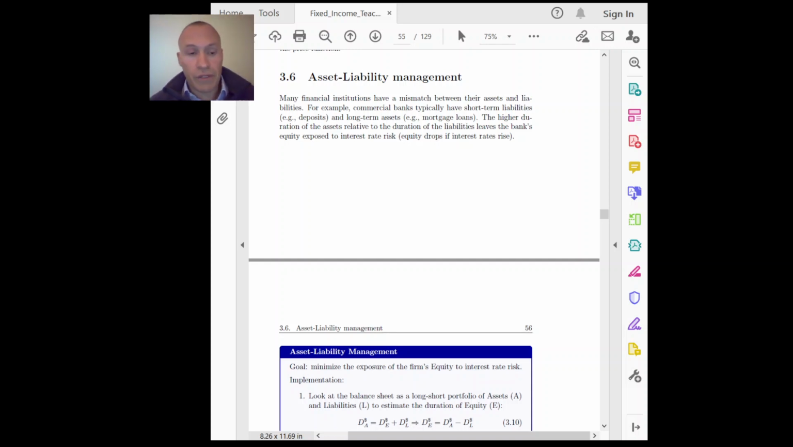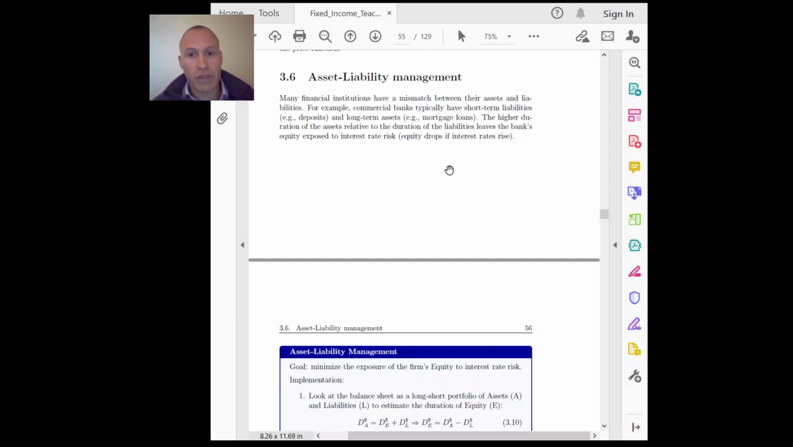Now that we have a way to measure the duration of a zero investment portfolio, we can move on to asset liability management. This is a very important concept for financial institutions, for example, commercial banks that have a mismatch between their assets and liabilities.